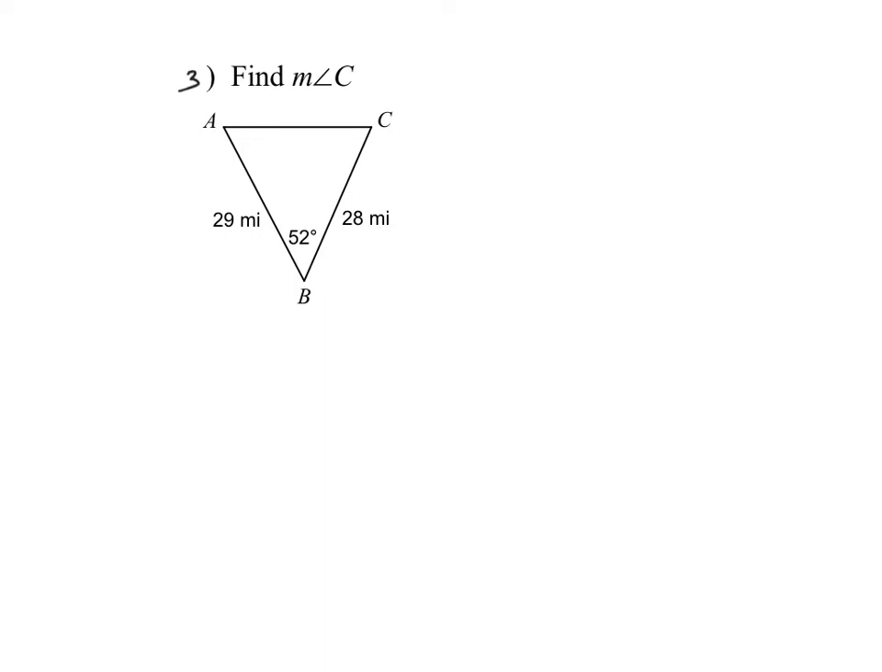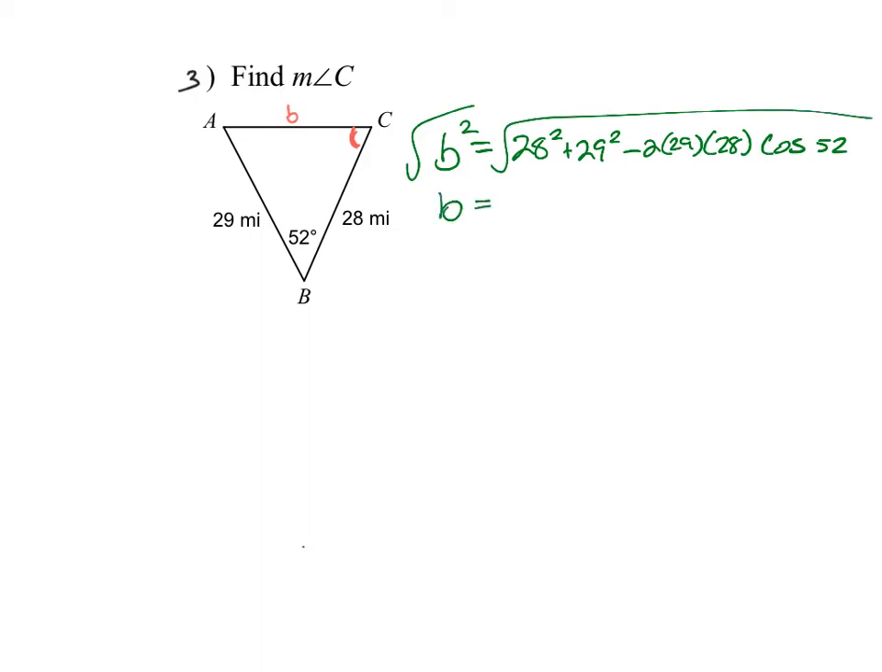So in this case, I want to find angle C. So I want to find this measure right here, right? But to find that measure, first I need to find this value right here. Let's name it B, right? So B squared equals 28 squared plus 29 squared minus 2 times 28 times 29 times cosine of 52, right? So the square root on both sides.